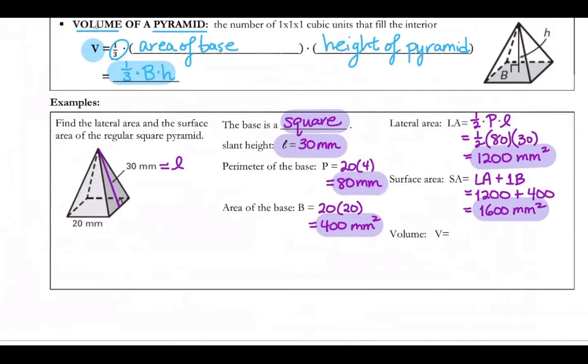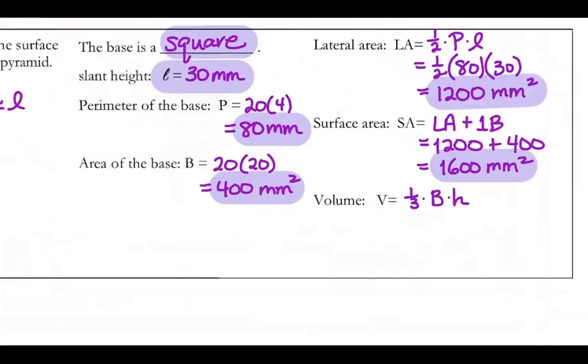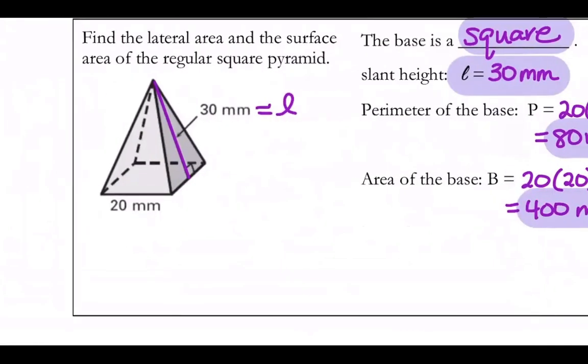For volume, volume is 1/3 base area times the height. Now, the thing is that we don't have the height on this pyramid, so we need to drop an altitude here. I'm going to drop an altitude, and you're going to notice that when you drop the altitude and stretch that, that's actually an apothem of the base polygon, that will create a right triangle.